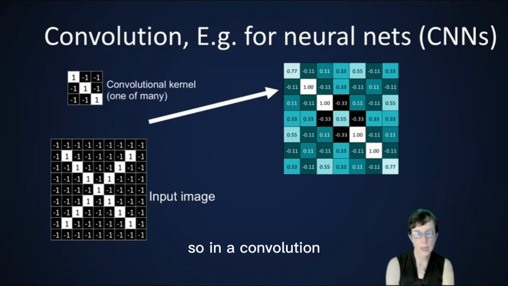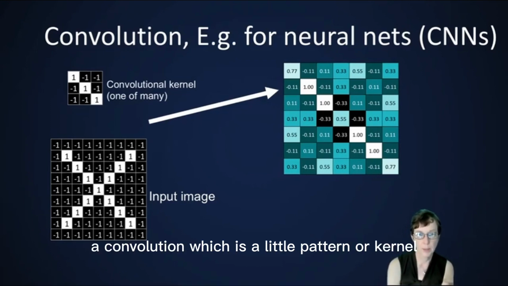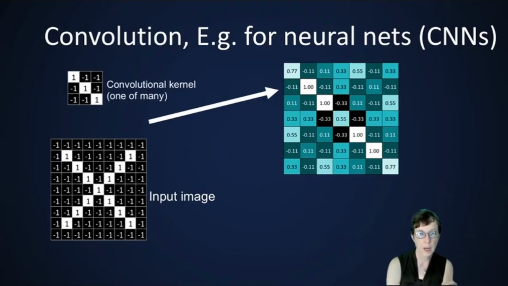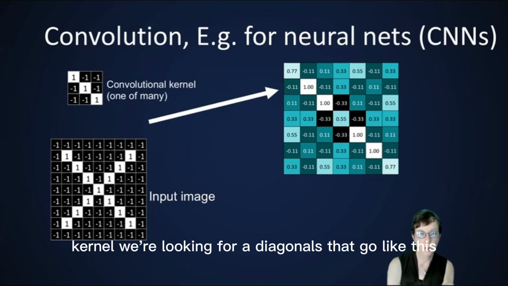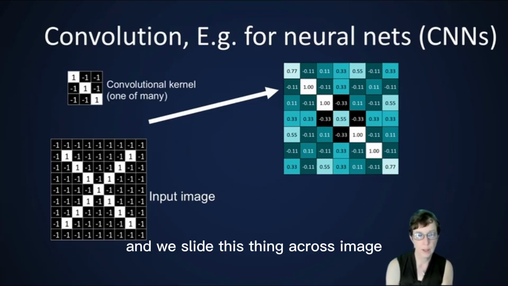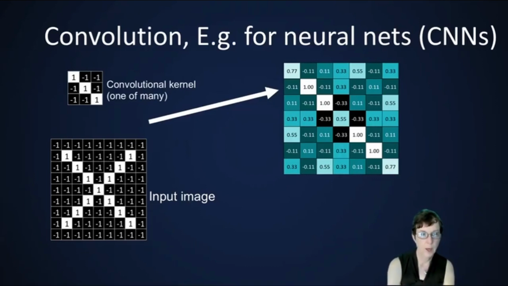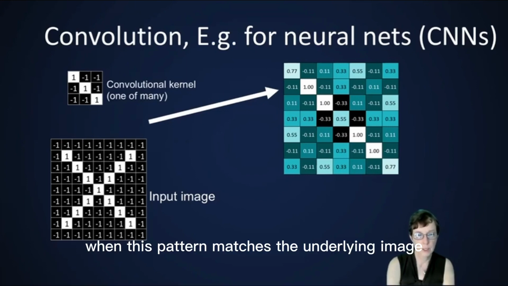So in a convolution, and we won't go through the details of what this means, you can think of having, say, an image that has a white X in the middle of a black background, and I'm just representing that with bits. And we've got a convolution, which is a little pattern or kernel that has a pattern that we're looking for. In this particular convolutional kernel, we're looking for diagonals that go like this. We slide this thing across the image and multiply the underlying pieces and use that to compute a value at the center, and you'll get a high number when this pattern matches the underlying image.